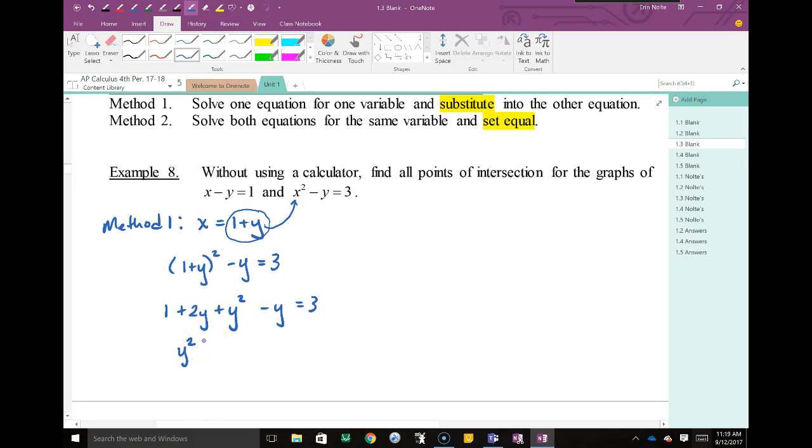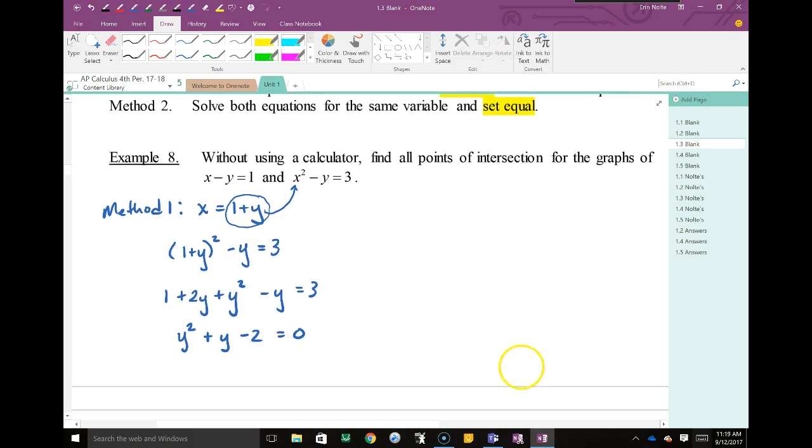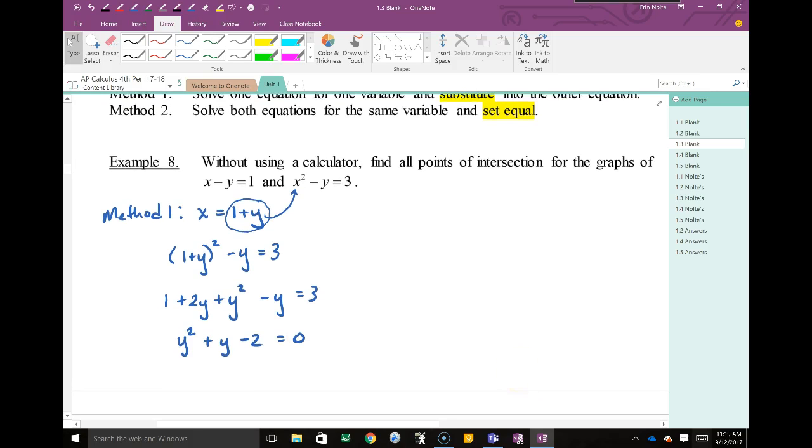So I have x squared. How many y's do I have? 1y. What's my constant if I subtract 3? Minus 2. So now I can do the easy method of factoring. I need two numbers that multiply to -2 and add to +1. So +2 and -1. Is everybody following this? Remembering how to factor?